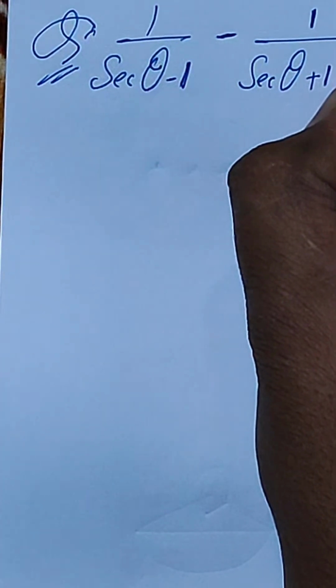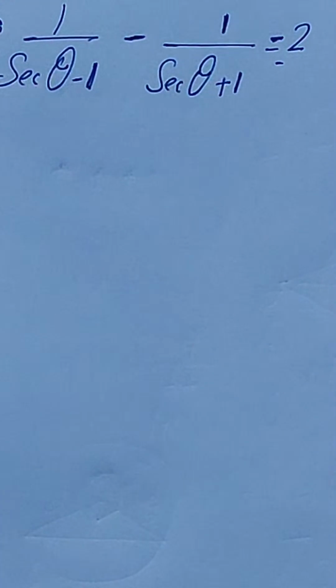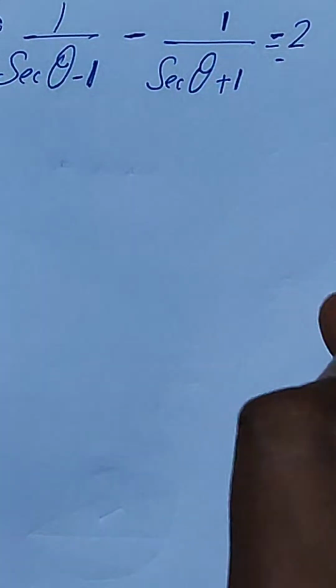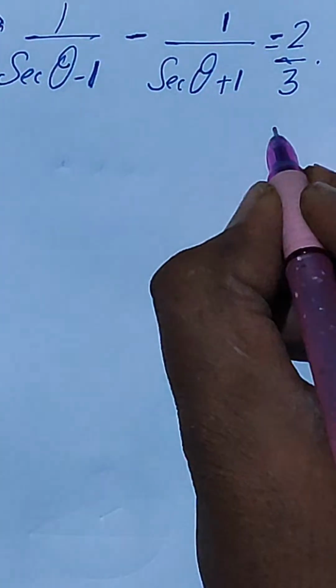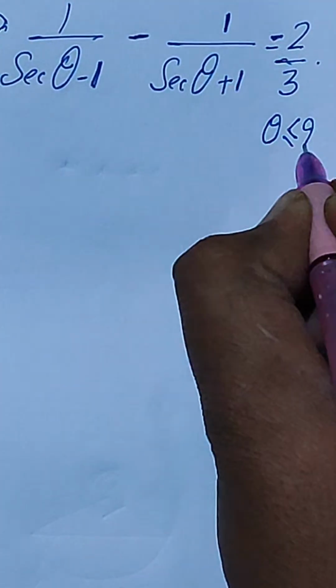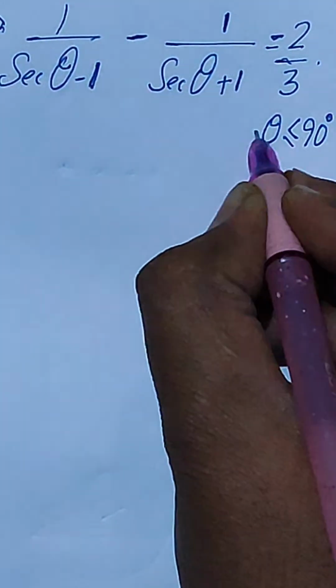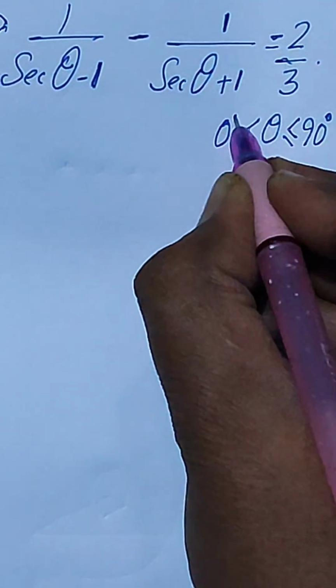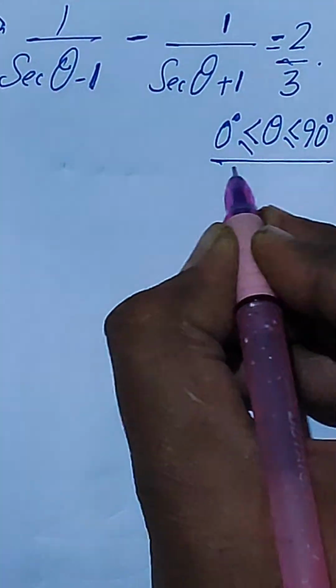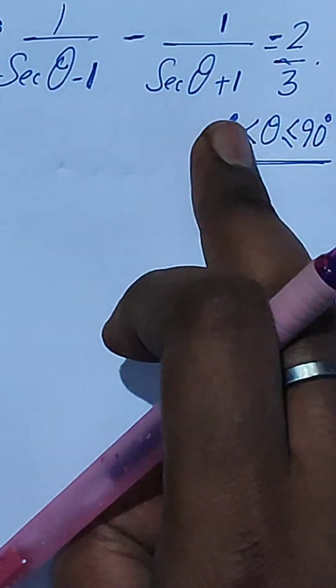1 by sec theta minus 1 minus 1 by sec theta plus 1 is equal to 2 by 3, where theta is the angle whose value is less than or equal to 90 degrees but greater than or equal to 0 degrees, right? This is the question. Find the value of theta if this is given to you.